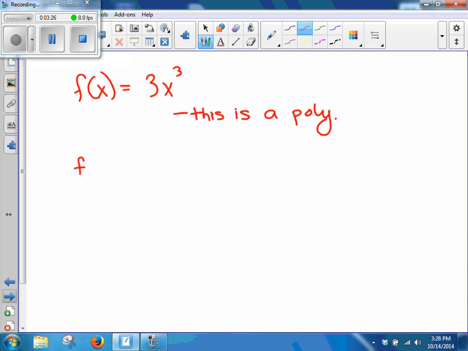But what if I give you f of x is equal to 3x squared minus 2x to the negative x? Do you think this is a polynomial? So take a look at this for a second. We have 3x squared minus 2x raised to the negative x power. And hopefully a little red flag is going off in your head. This guy right here is basically why this is not a polynomial.